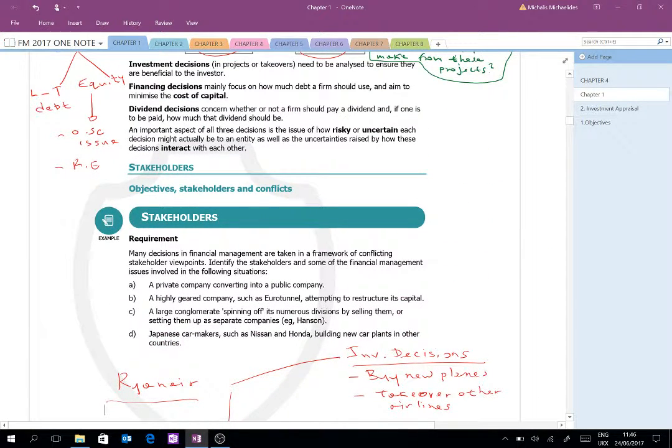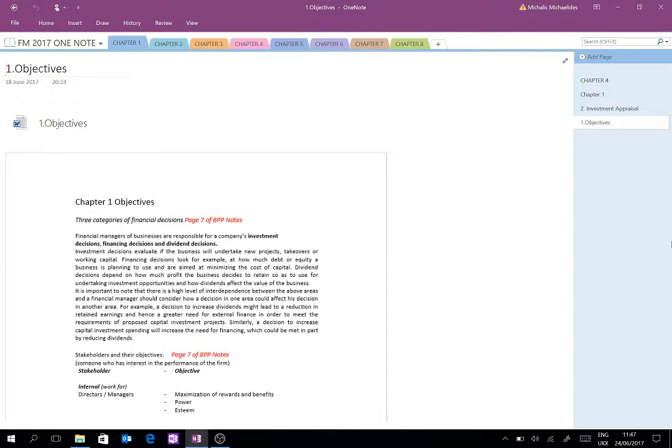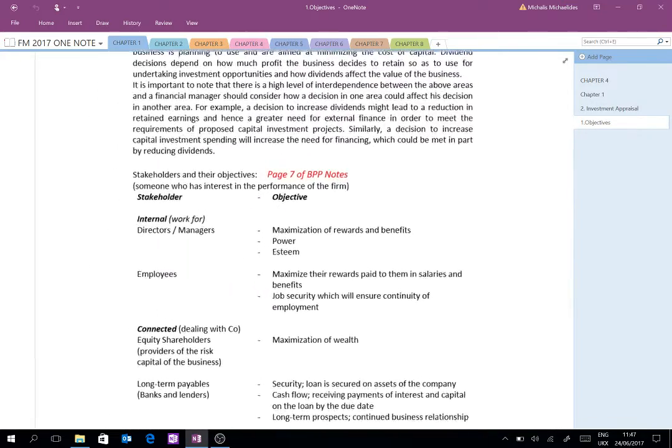Now, the next thing that we need to look at is we need to examine which are the stakeholders of a business, of a profit-making organization, and what are their objectives. So let's move to my notes and examine this particular area.